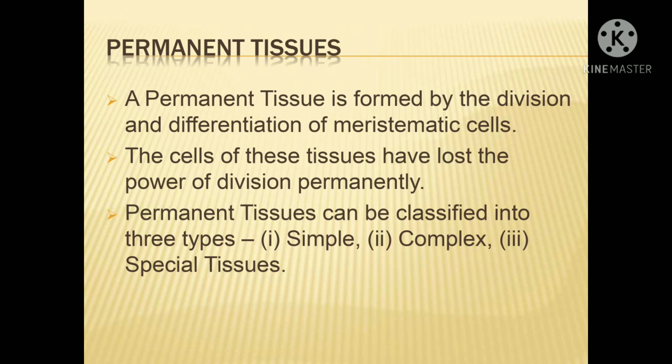Permanent tissues are formed by division and differentiation of meristematic tissue itself. So they are mature cells which came from meristematic tissue. It again has three types: simple, complex, and special tissues. Simple and complex are for our syllabus. We will discuss those only. Special type we will not.